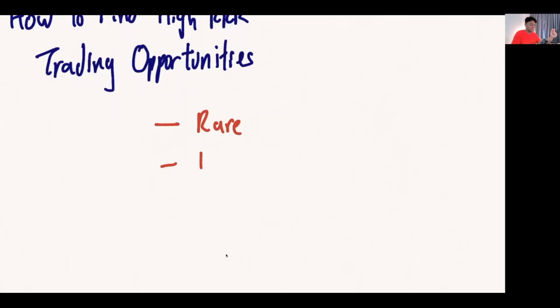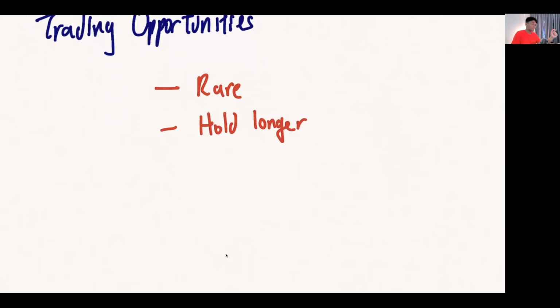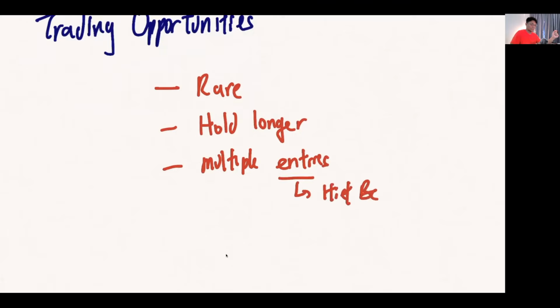Number two, you need to hold longer. Also, you may have multiple entries in order for you to get one big win. In other words, some of the trades here may hit BE, break even, or you may have a few losing trades in a row for the same setup just for you to catch that one big win. So this is how it works. It's not going to be easy.